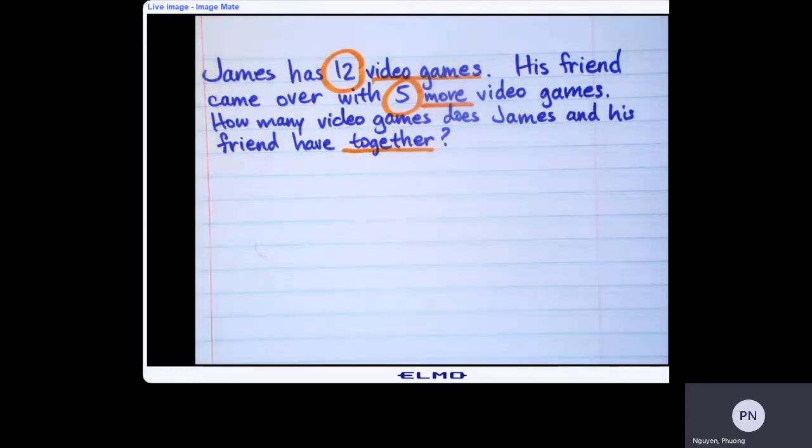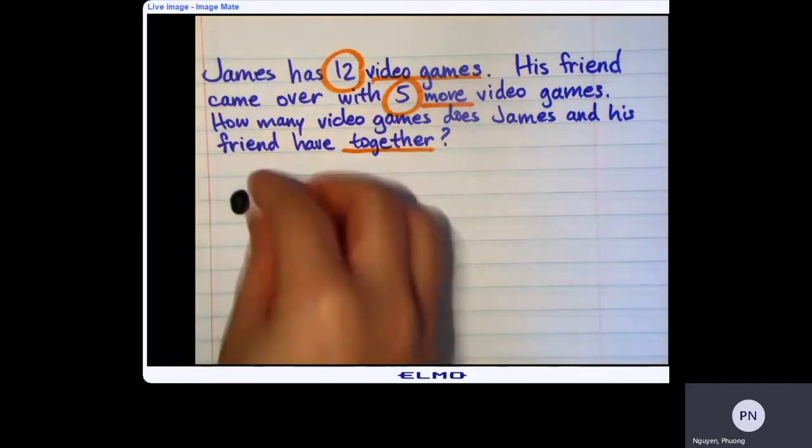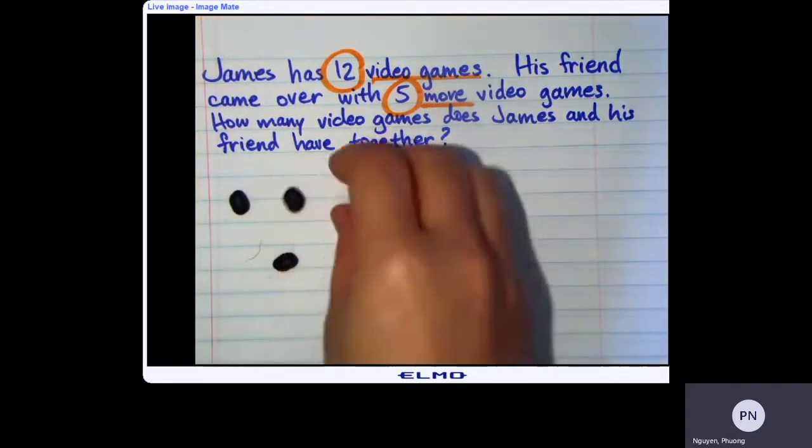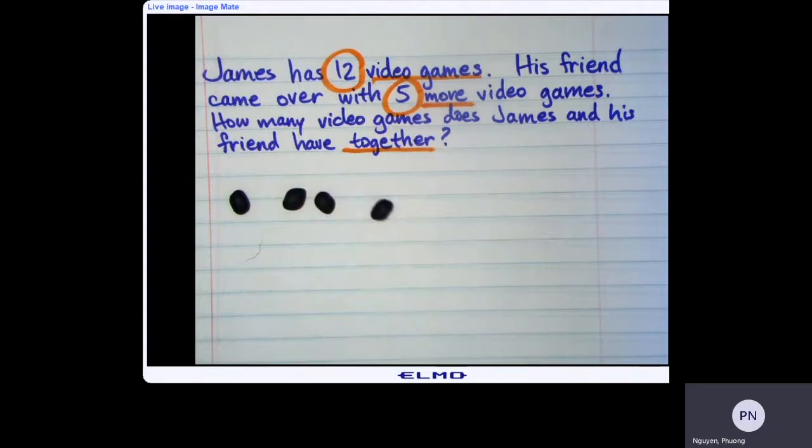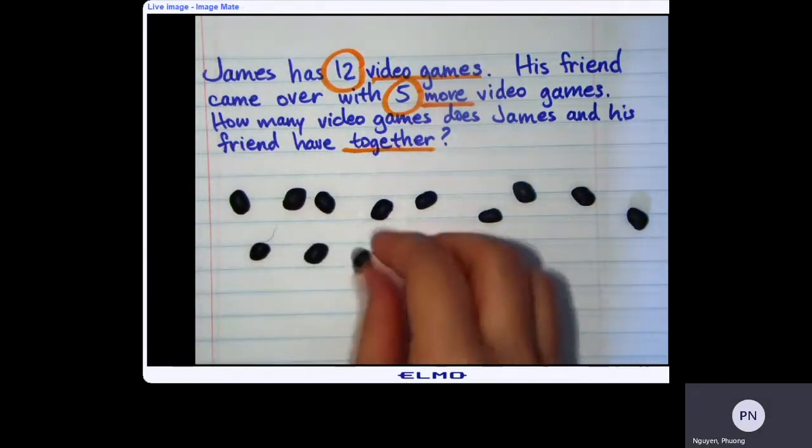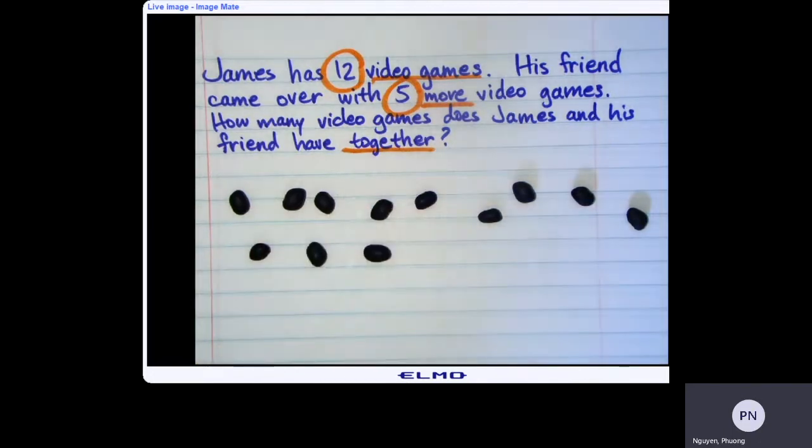Now for the success criteria checklist, I'm going to use objects from home, and I have beans. I have these black beans, and I'm just going to lay them out to show 12. 1, 2, 3, 4, 5, 6, 7, 8, 9, 10, 11, 12. And so that's 12.